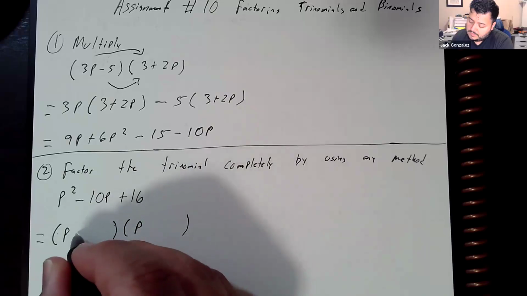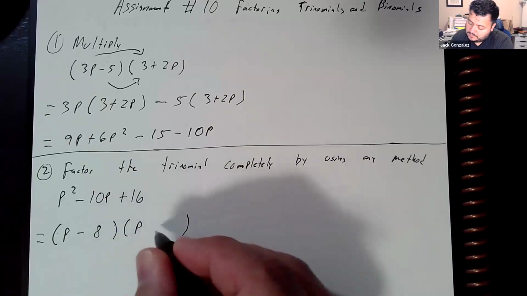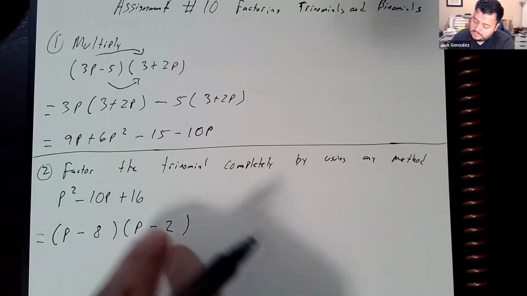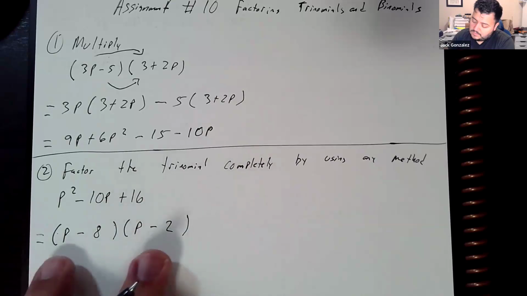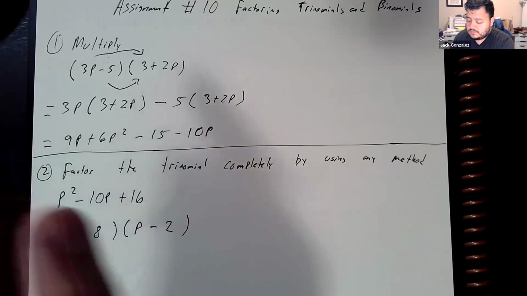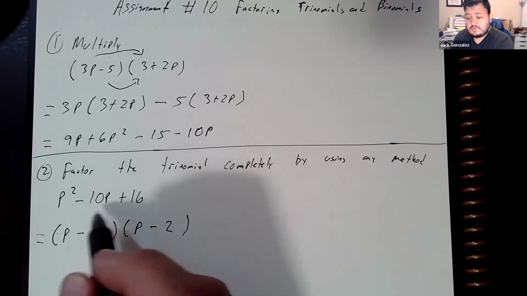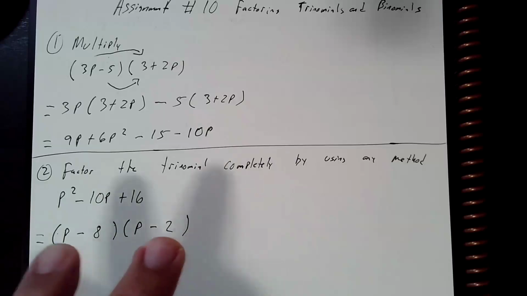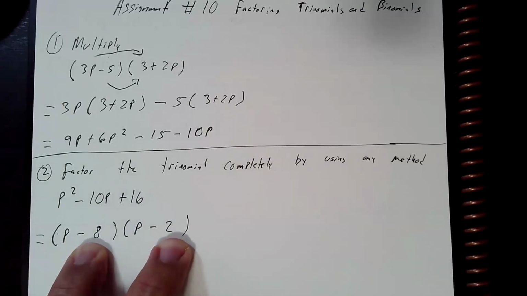So they've got to be negative though, right? Negative 8 and negative 2. So -8 times -2 is +16. And when you add them together, -8 minus 2 gives you a -10. So that's how you check if it's correct. They have to add up to the middle term. They have to multiply to the last term.